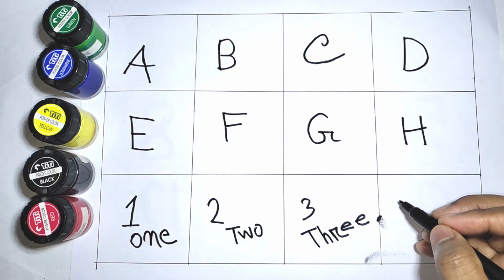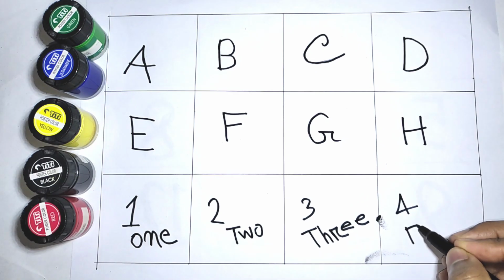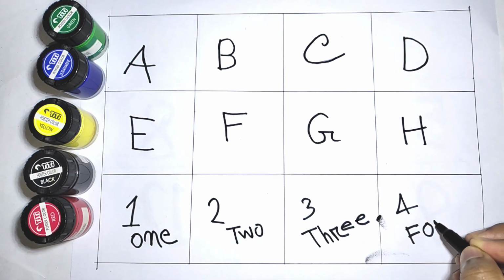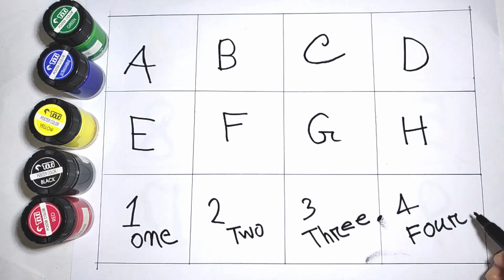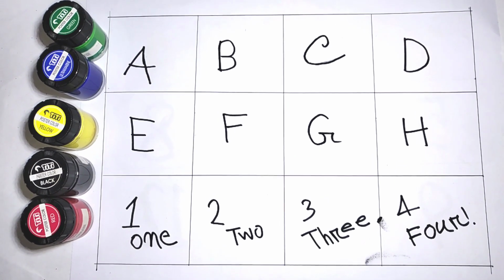The next one is 4. The number of 4. F-O-U-R. 4. Kids, today we draw capital letter alphabets and numbers.